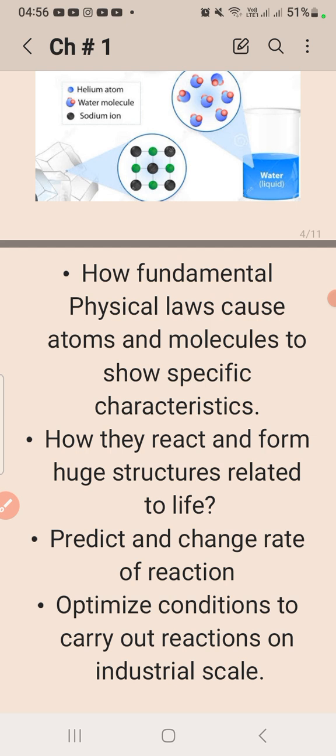Now, when they react with each other, how do they form the huge structures related to life? Which structures? Structures like your own body, the trees around you, rivers, mountains, all these are large structures formed by atoms and molecules. How they are formed, this is also studied in physical chemistry.